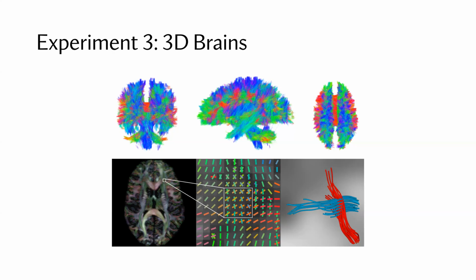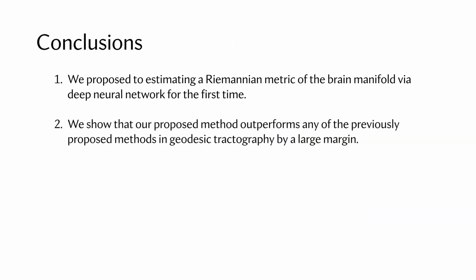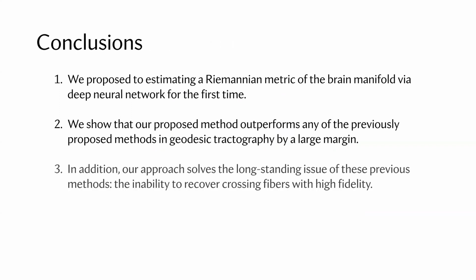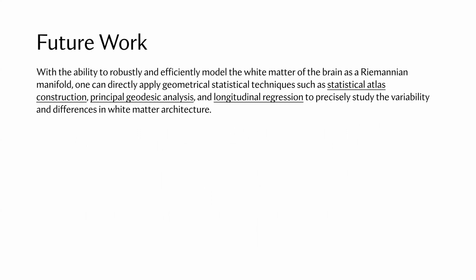So in this work, for the first time, deep neural networks are used to estimate the Riemannian metric to characterize the human connectome. Our proposed method outperforms any of the previous geodesic tractography methods by a large margin. And the long-standing problem of the inability to recover crossing fibers is also overcome, unlike other methods. However, our method needs to solve from scratch for each new brain. Though it only takes half an hour to converge, it is still our hope that the generalization ability can be strengthened in the future.